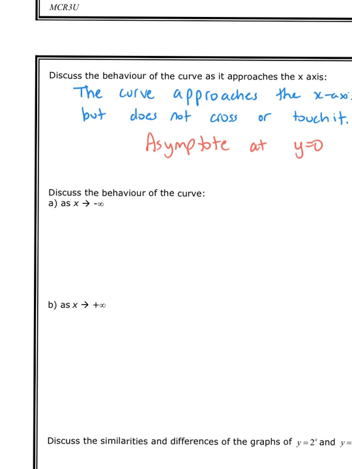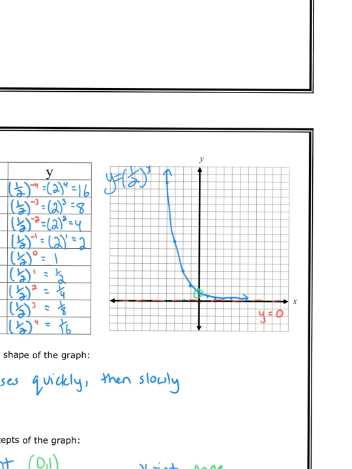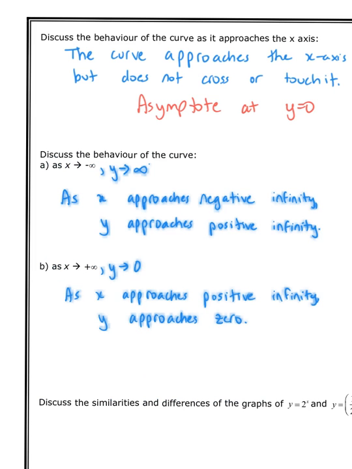So to discuss the end behavior, as x approaches negative infinity and as x approaches positive infinity, let's again look at the graph. As x approaches negative infinity, meaning as it moves to the left, we see that y approaches positive infinity, and as x approaches positive infinity, saying it's moving to the right, y is approaching 0. So I've written that here, first in mathematical notation, and then using words. As x approaches negative infinity, y approaches positive infinity, and as x approaches positive infinity, y approaches 0.